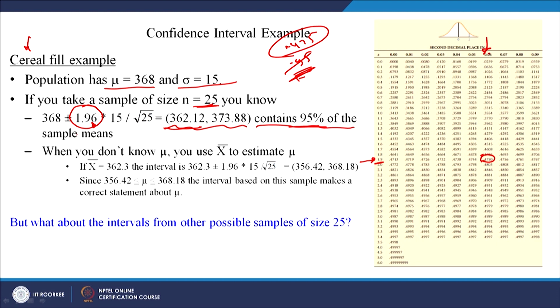Let us take an example where the population mean is not given. Then what should you do? You should take the sample mean instead of the population mean. So let us put the sample mean over here, 362.33 plus minus the same value. This is your interval estimate, 356.42 to 368.18. So what we have said is that if we take a sample of size 25 and the sample mean is this, then the confidence interval would be this much.